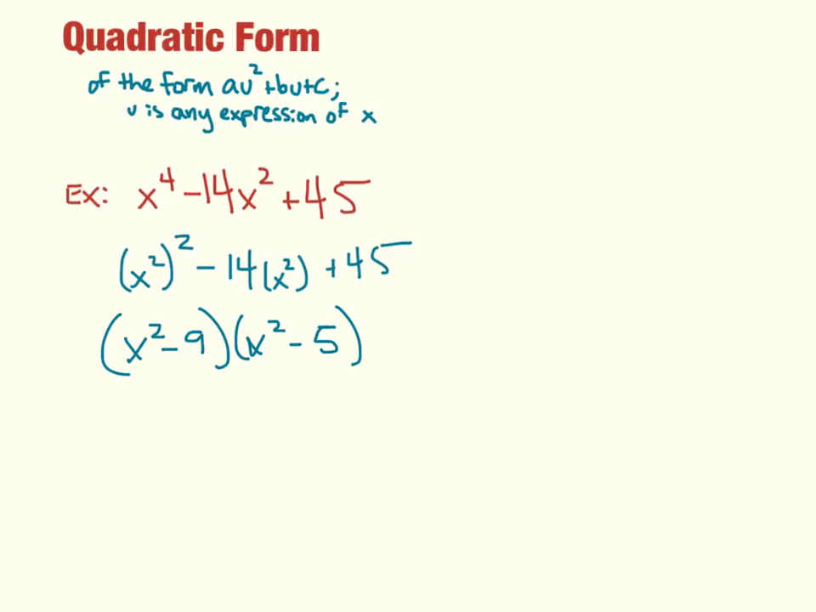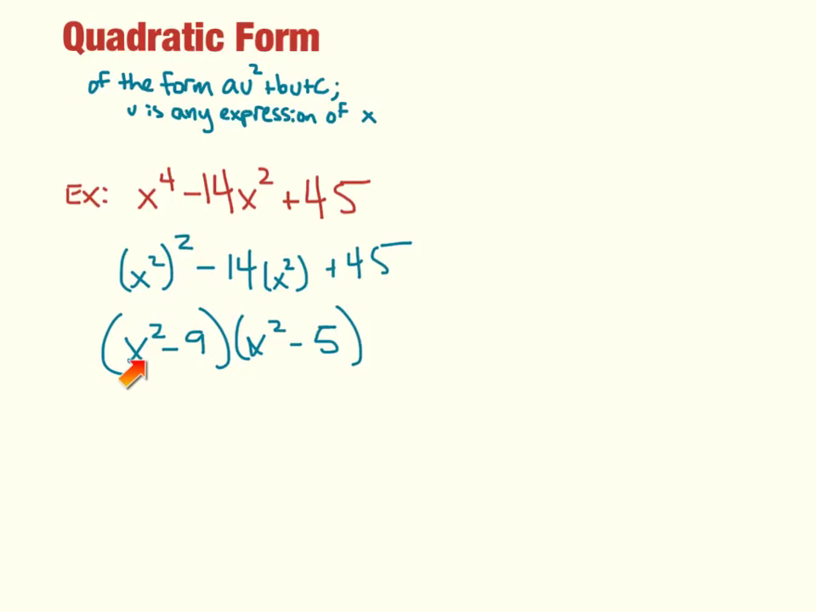Alright, now let's pause and think, if I were to FOIL this out, would I get this back again? What's x squared times x squared? X to the fourth. And look, x squared times negative 5 is negative 5x squared, plus negative 9x squared would be negative 14x squared. Negative 9 times negative 5 is 45. So I know that this works.